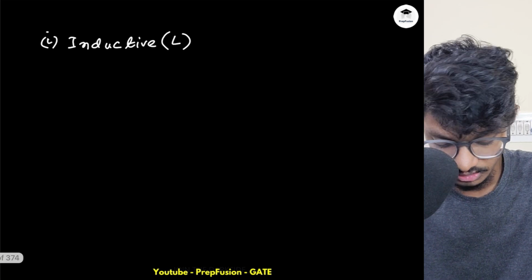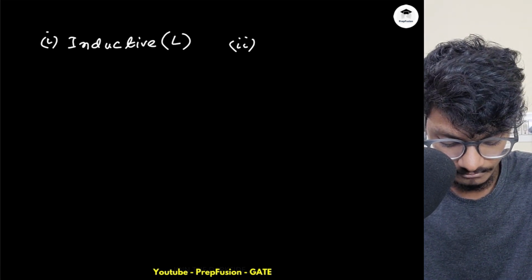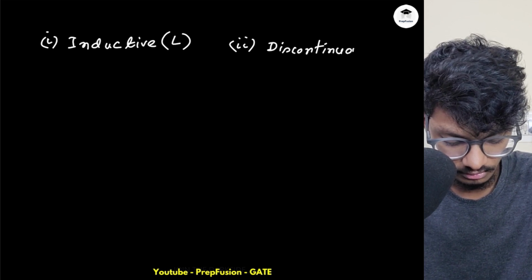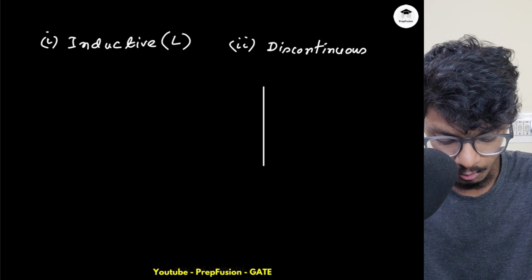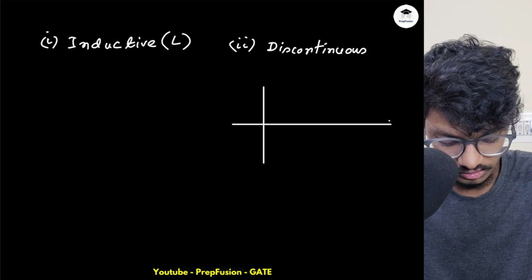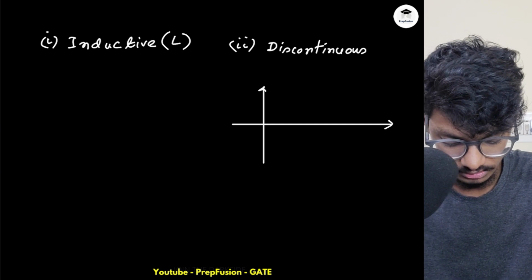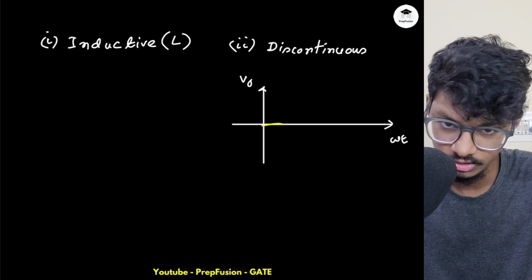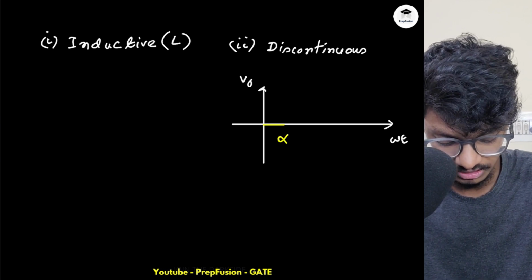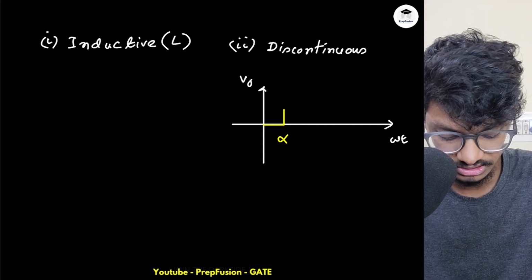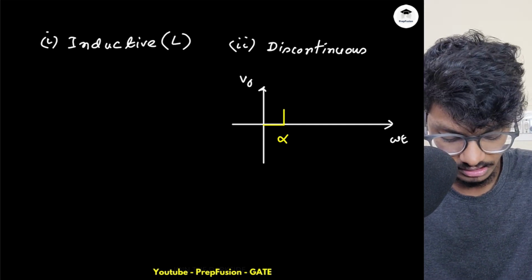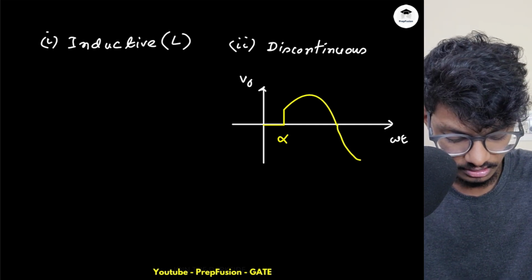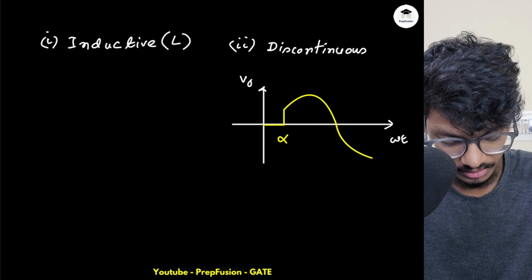Why will it be discontinuous? Because my output voltage waveform will be something like this, this is my VO, this is my omega t. So it will be 0 for this period, and at omega t equals alpha, the device will be triggered. So the inductor voltage will change suddenly, and the output voltage will follow the input, following the sinusoid waveform, up until pi minus alpha, right? Pi minus alpha.